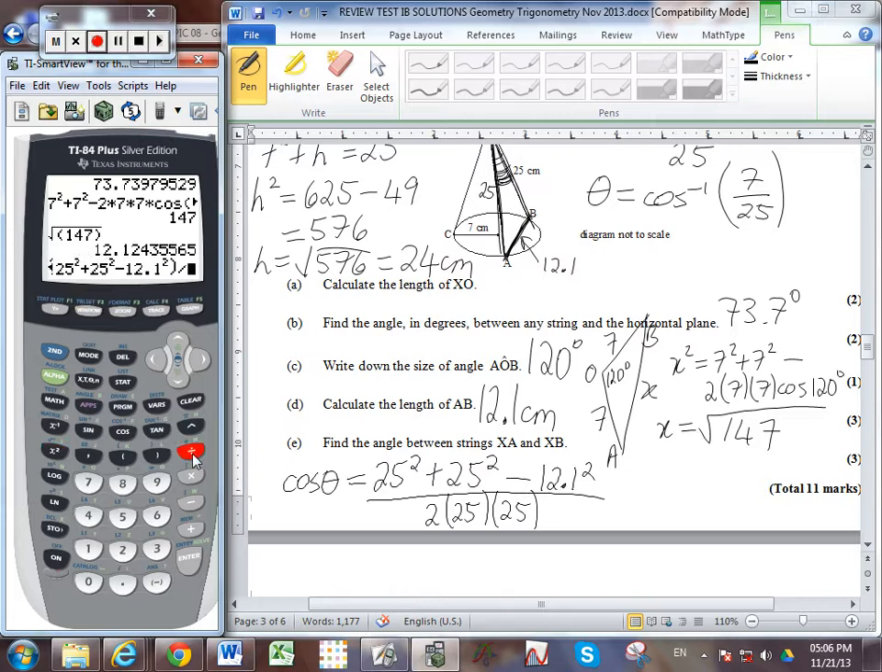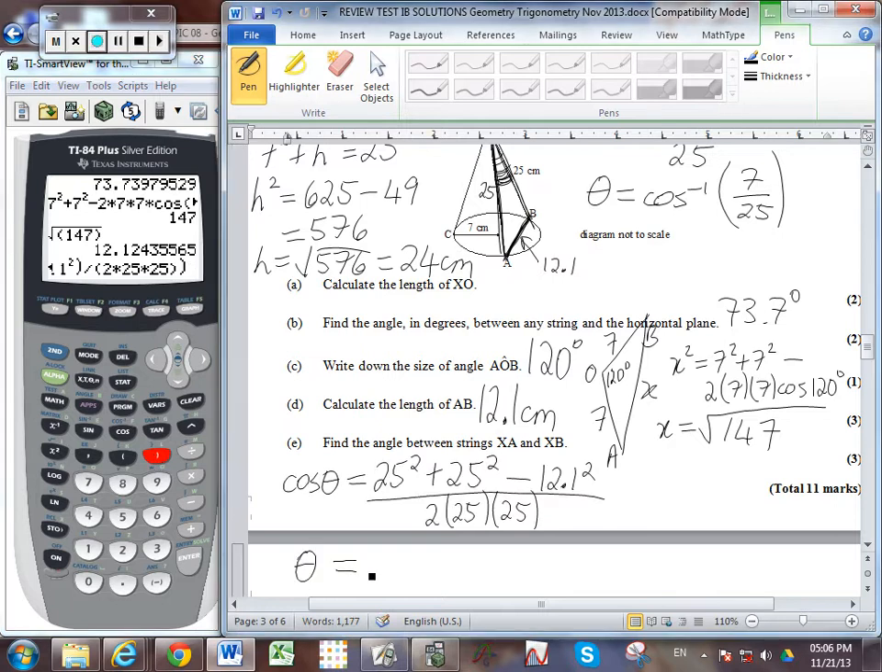I'm now going to divide by my denominator. Let's open up a new set of brackets so that my denominator is treated as one entire term of 2 times 25 times 25. And now I'll close my denominator, and lastly, I will close my parentheses, which is the end of my cosine inverse.